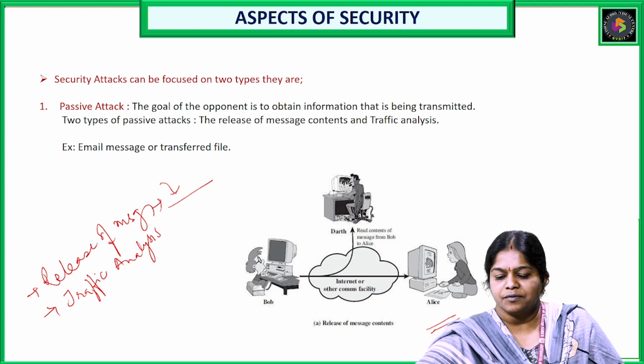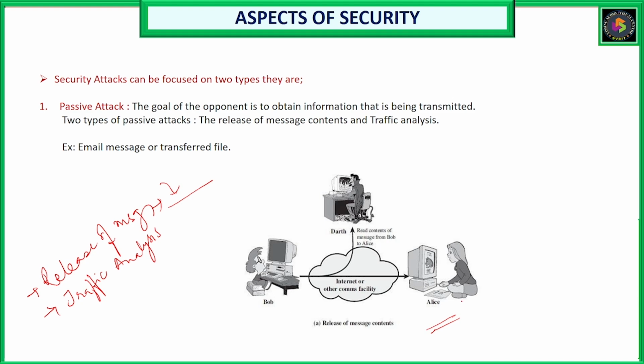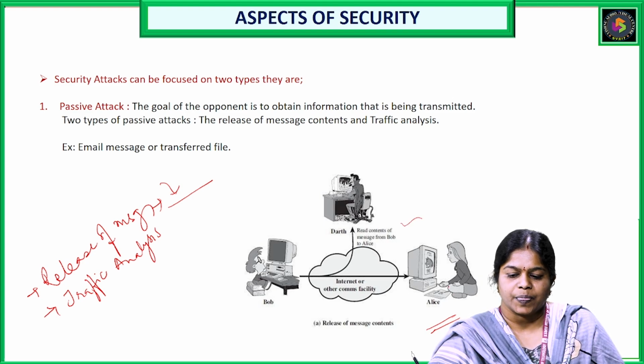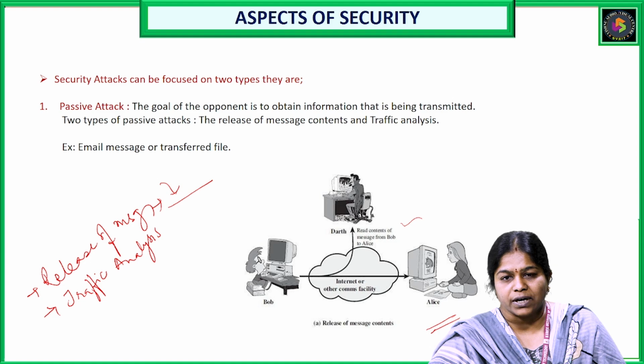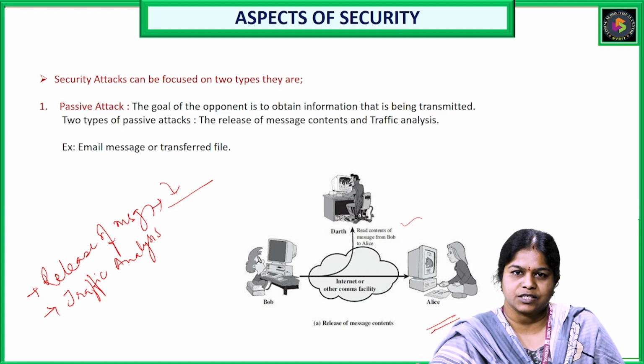For example, here we have the picture of this passive attack, that is the release of message contents. Here we have two entities, Bob and Alice. These two are different entities having a communication, but the opponent Darth is taking the information from Bob and reading the message which has been transmitted to Alice. He is not modifying anything, but he is just taking the message content. This is the release of message content, whatever has been shared from Bob to Alice.